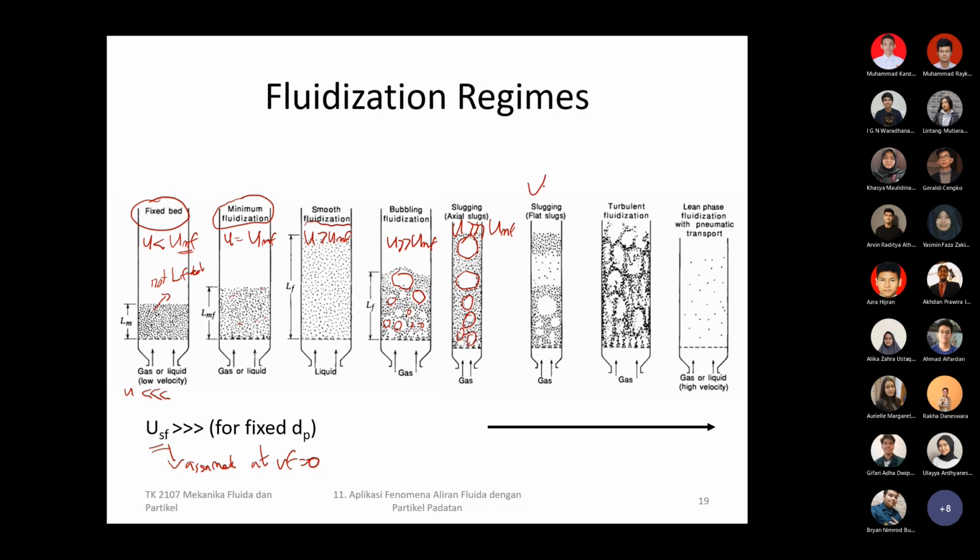Okay, you keep increasing, up until the last one. That's the fastest velocity that you can give to the system. Now it becomes a complete pneumatic transport. Why? Because all of the particles now go towards the product, including the solid. All of them are gone, right? So this is the explanation of the different regimes.